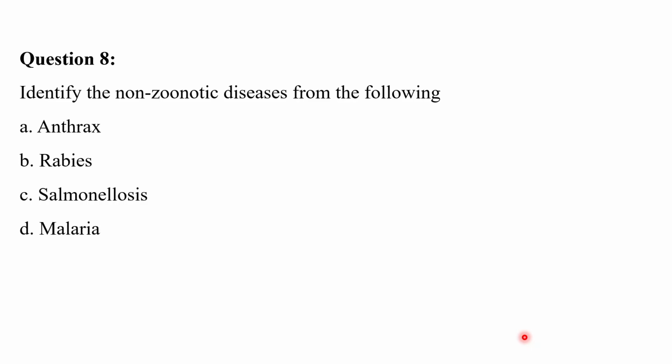Yeah, Chetna has answered option D, malaria. Malaria is a non-zoonotic disease. What do you mean by zoonotic disease? Amardeep has answered option A, anthrax. Can any one of you tell me what a zoonotic disease is? Yes, it originates from animals. Yes. So, the correct answer is anthrax.